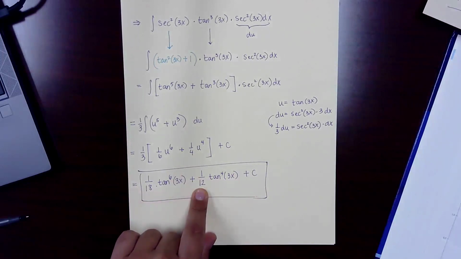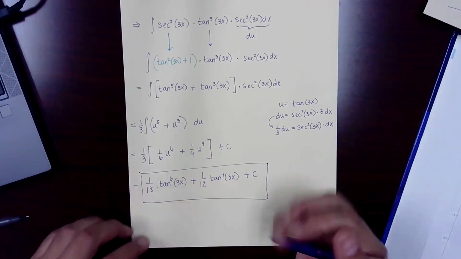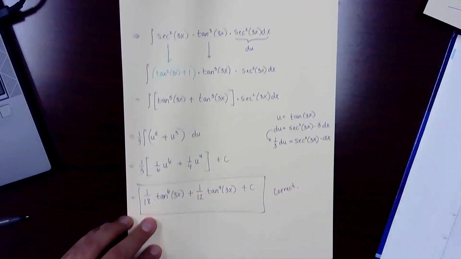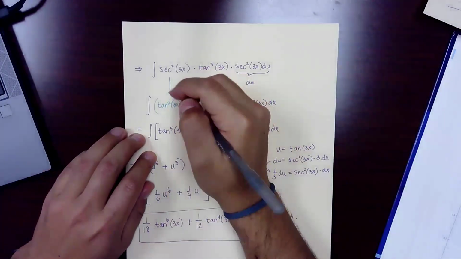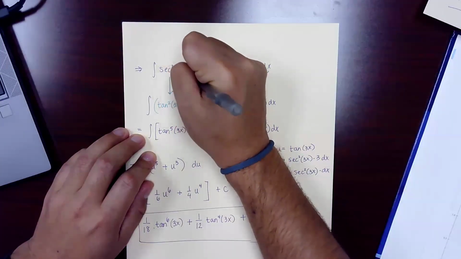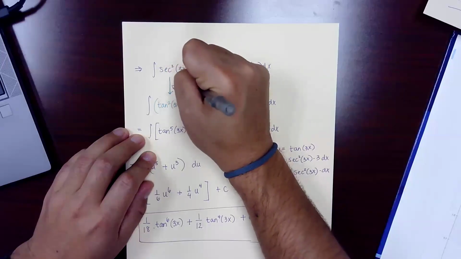1/12 to the fourth power, 1/18 to the sixth power. Okay, yeah, that's perfect. This one's correct. Okay. So silly on my part to make that little incorrect substitution, but that's our Pythagorean identity substitution.